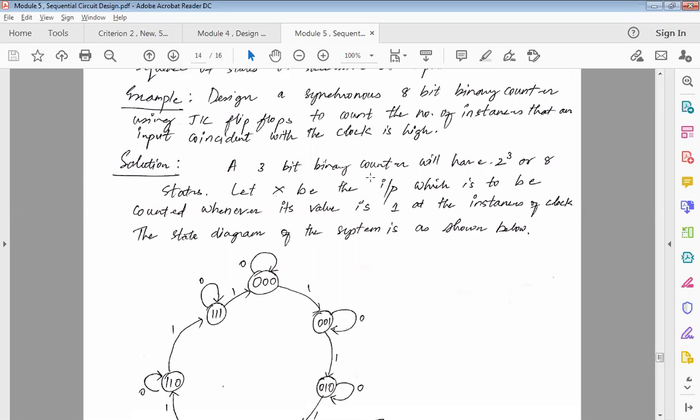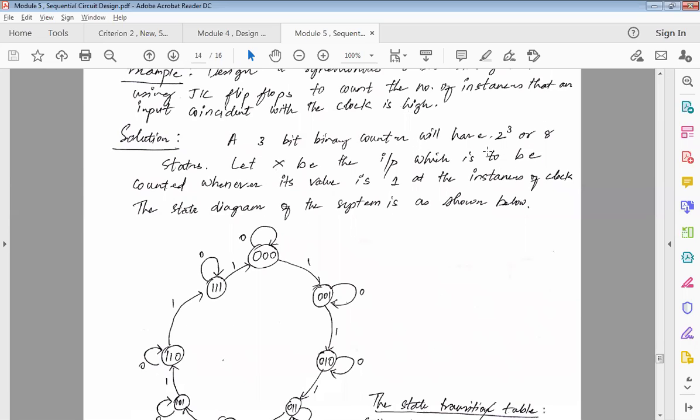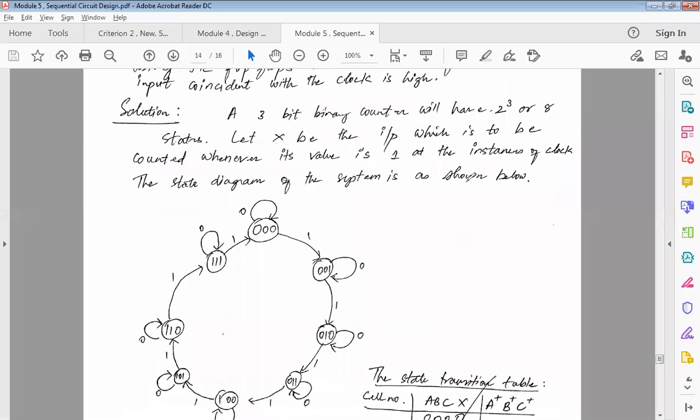So let us take a 3-bit binary counter, which has 2 raised to 3, or 8 combinations. Because we have 2 raised to 3, which means it is 2 into 2 into 2, right? So this gives rise to 8 combinations. So when I have 8 combinations, how many states will I have, students? Let me repeat the question once again. If I have 8 combinations, how many states will I have? How many of these would I have? Eight, 8 combinations means 8, right?